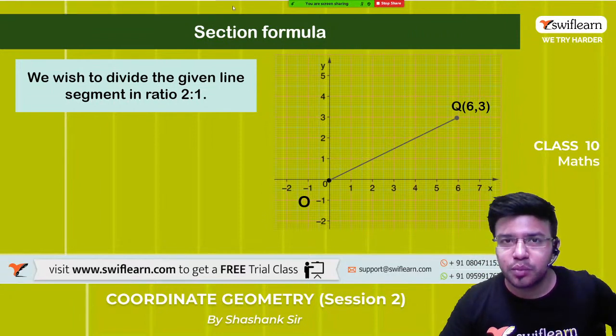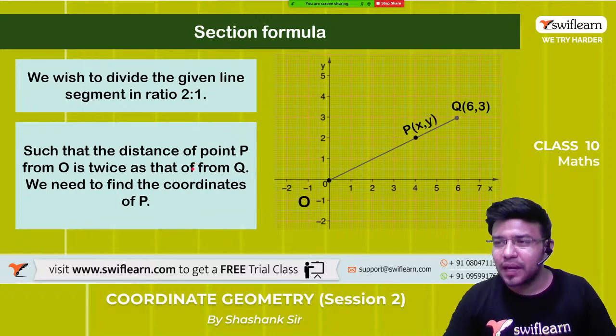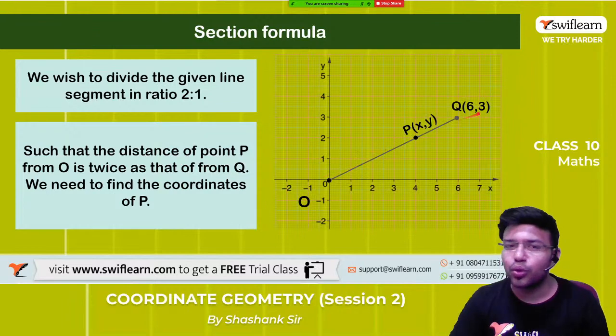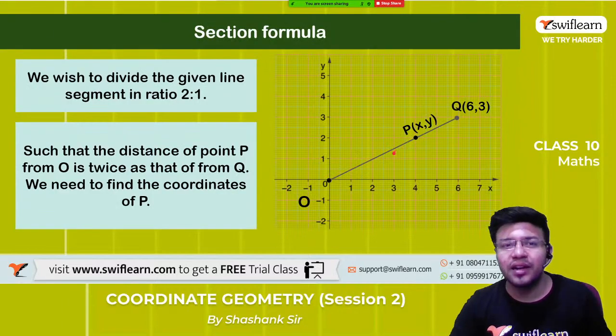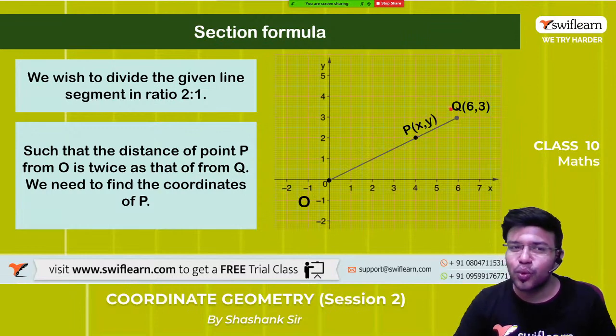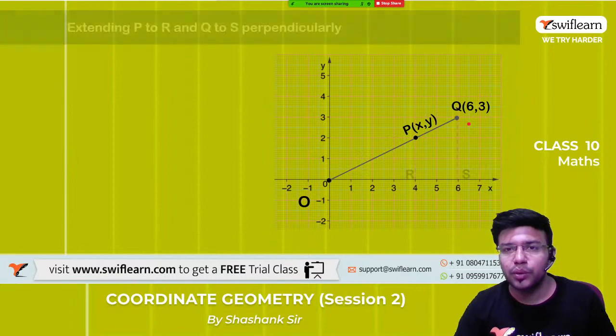Okay, so let us begin this. Let us take a point P, with the coordinate (x, y) on the line OQ, such that it divides the line segment OQ in the ratio of 2:1. Okay, the distance OP is twice the distance PQ. If this is 6 then this is 3. If this is 2 then this is 1. Okay, OP is twice the PQ.